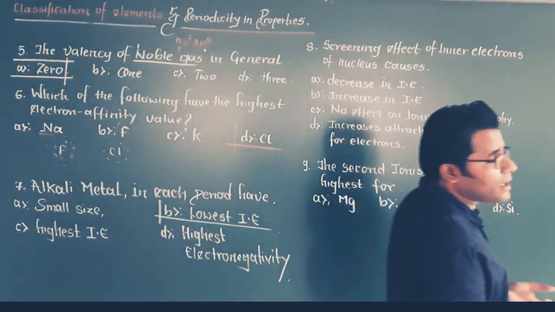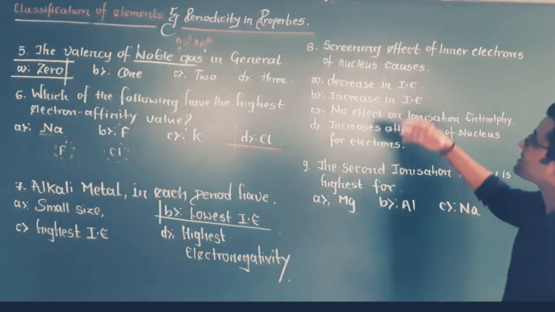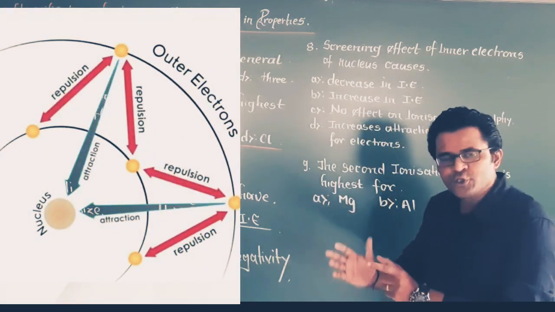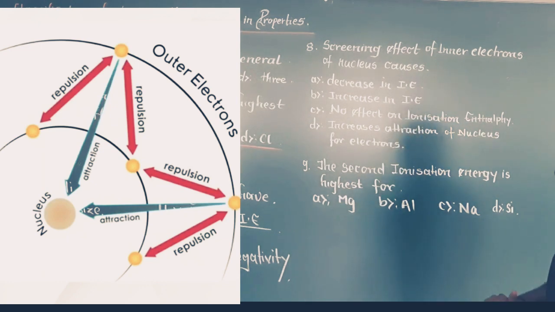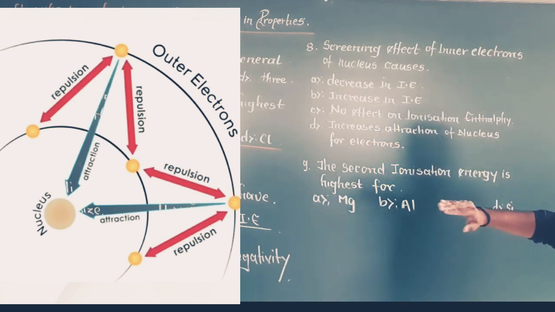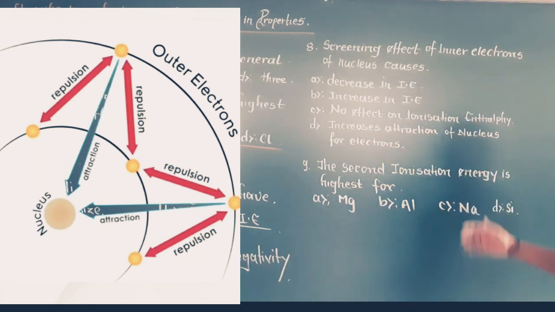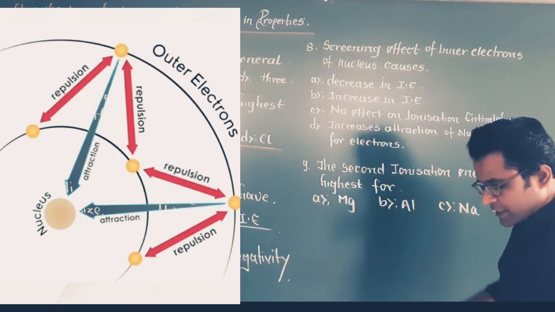Coming towards the next one, what we have is the question on the shielding effect, or it is also called the screening effect. Screening or shielding, both of them are the same. Now, taking a look into the question, screening effect of the inner electrons of nucleus causes decrease in ionization enthalpy, increase in ionization enthalpy, no effect on ionization enthalpy, and the final option says increase the attraction of the nucleus to the electrons.